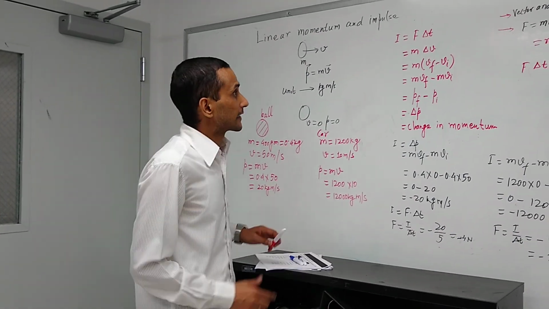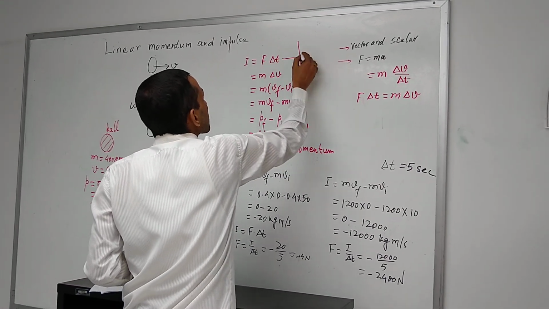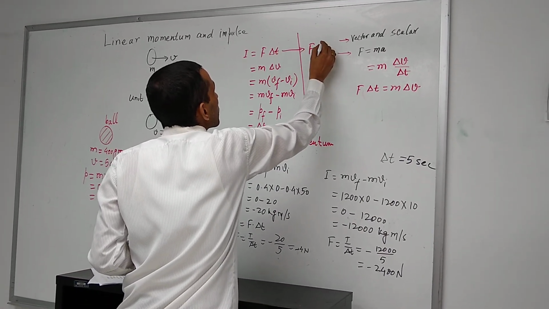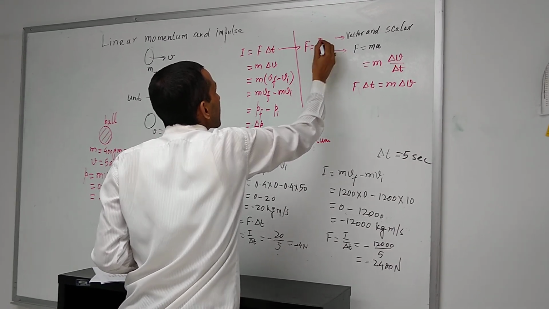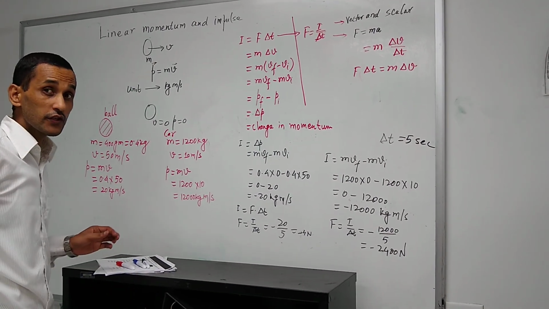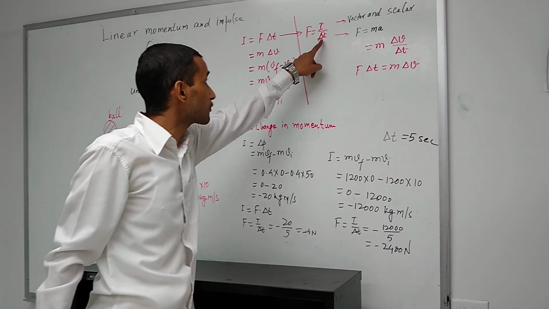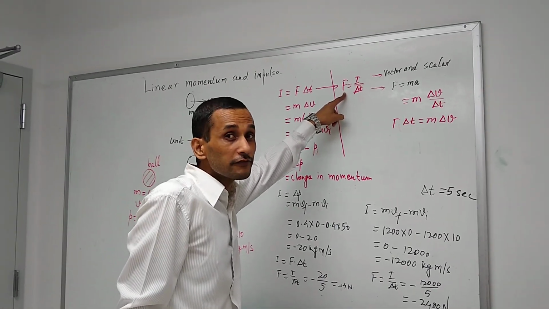Now, more examples. If you rearrange this equation, you get F is equal to I divided by delta T, where delta T is the time during which the force is applied. So if you increase the time, you will get less force. We can use this in different applications.